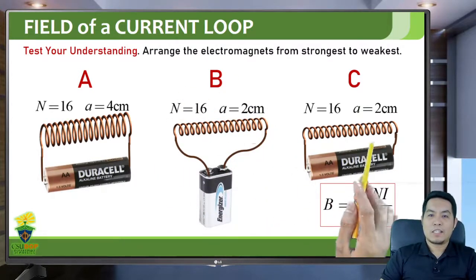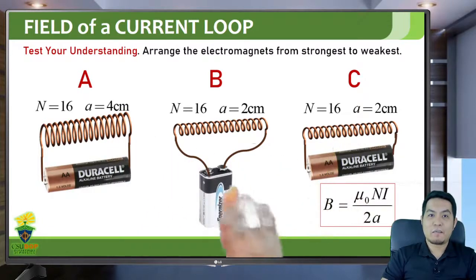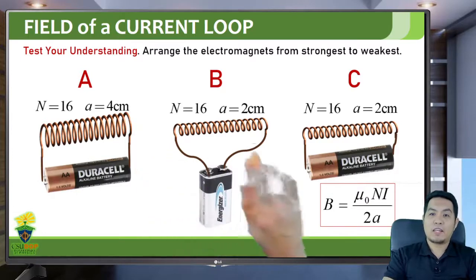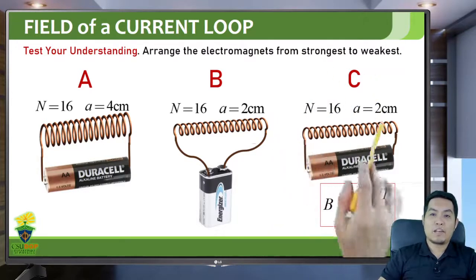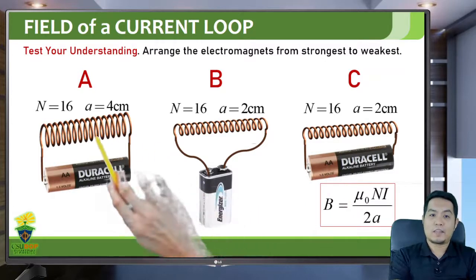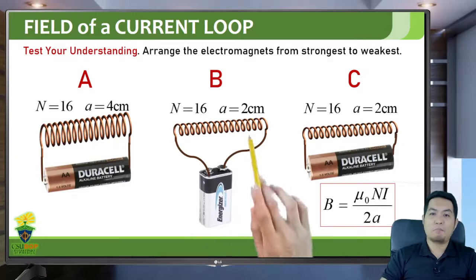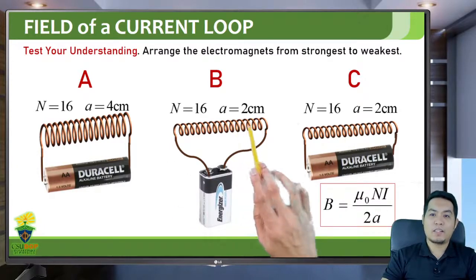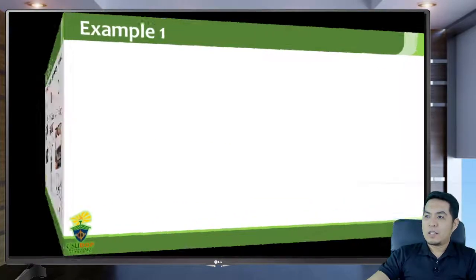Then, comparing A and C, they have the same battery, meaning they have the same current, but the radius of C is smaller. Smaller radius, larger magnetic field. So C will have a larger magnetic field at the center as compared to A. The arrangement here will be B, C, A. B is the strongest, C is in the middle, and A has the weakest magnetic field, or is the weakest electromagnet for that matter. So let's now go to some examples.